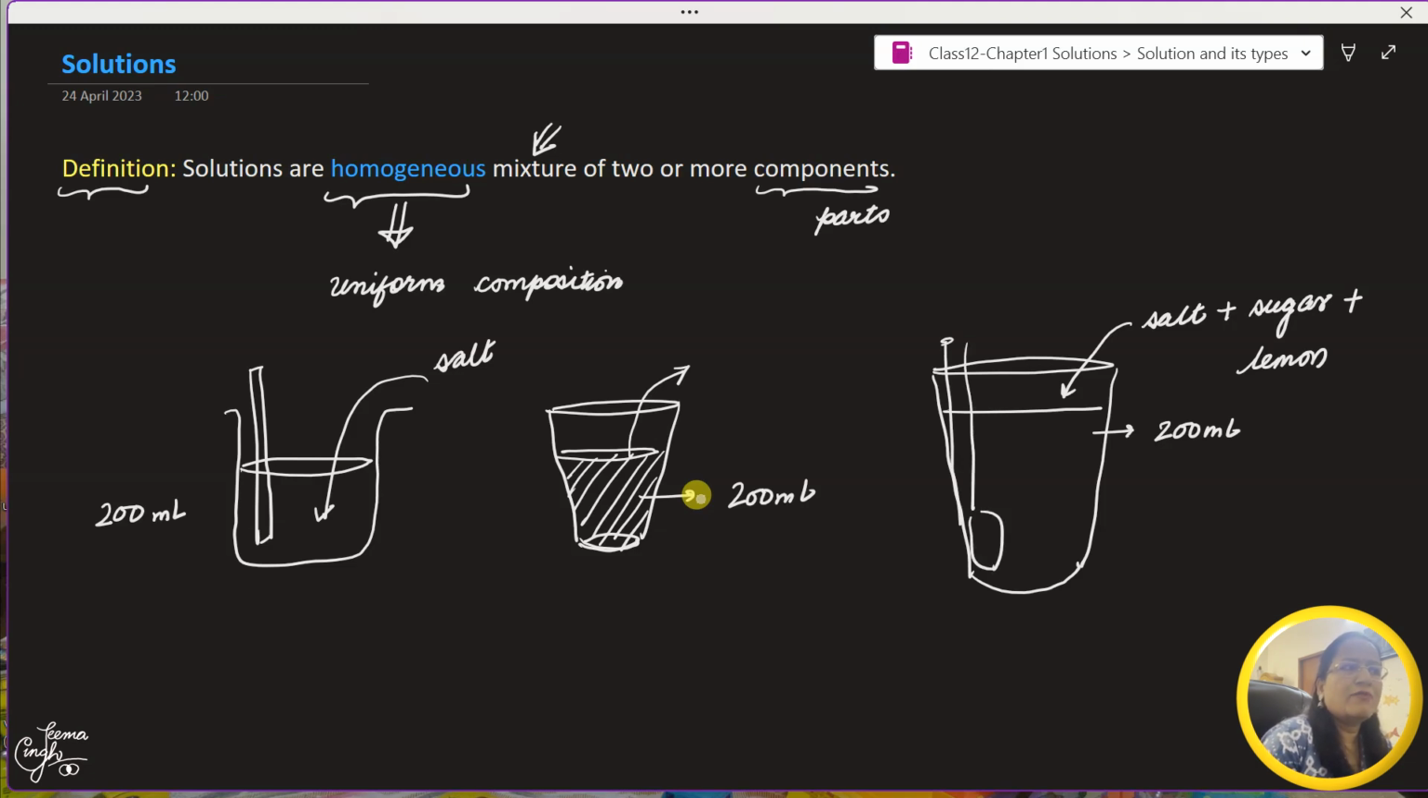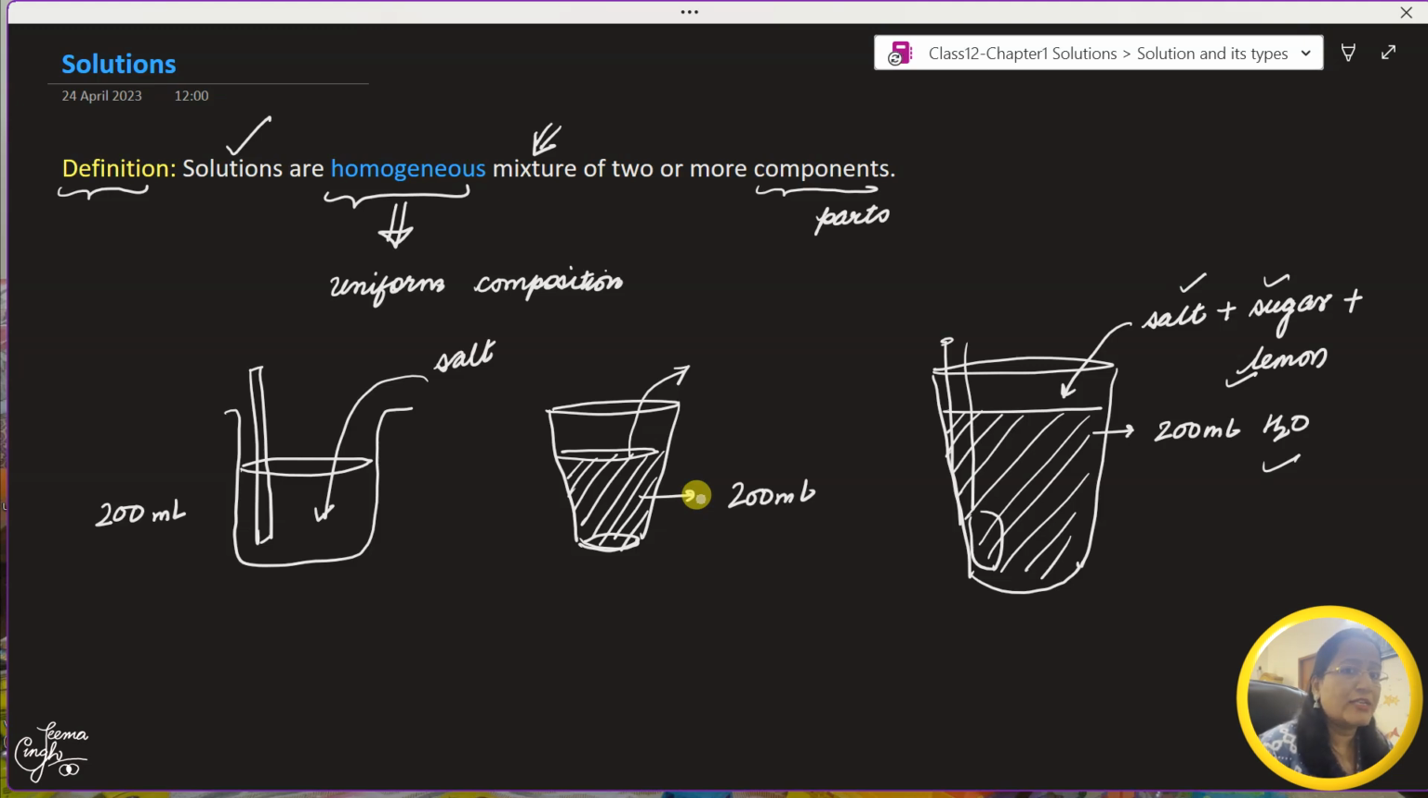What happens? You have the first sip and the last sip. You see that the taste is similar, right? If you mixed it thoroughly and you get a uniform solution, it is going to have a uniform composition throughout. Then, is it made up of just one component, that is water? No. It is made up of one, two, three, four components. So two or more components, when uniformly mixed together, you get solutions, right?